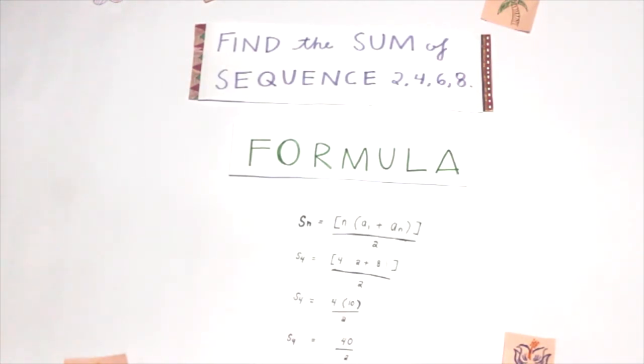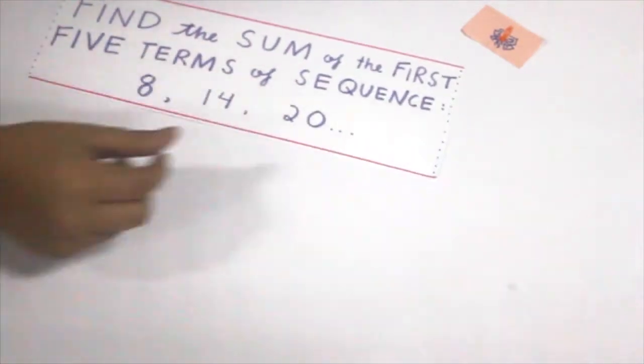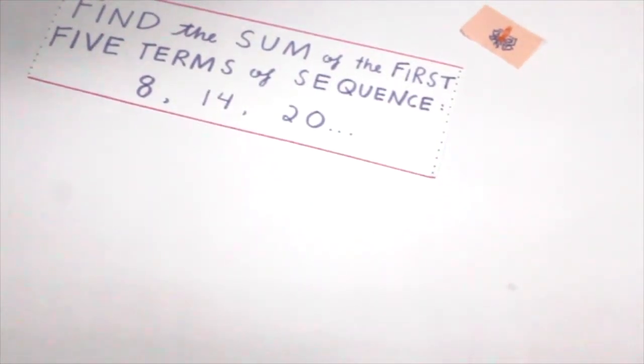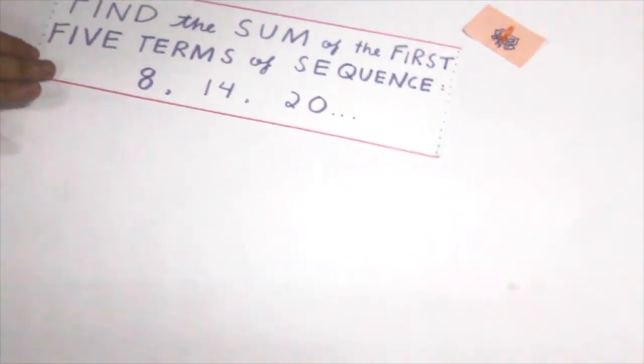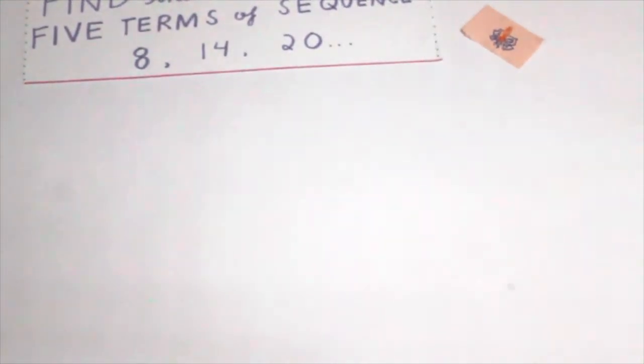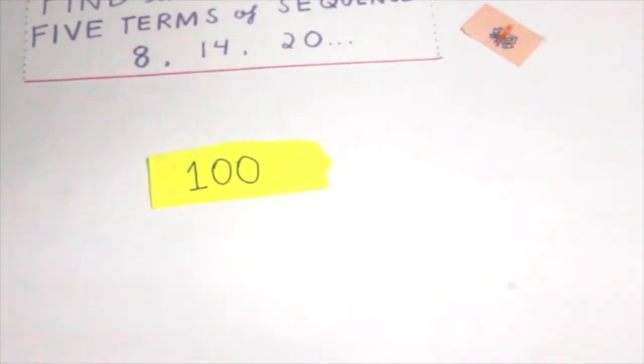Now that you have some background over how the formula works, it's on to problem number 2. We are given the problem, find the sum of the first 5 terms of the sequence 8, 14, 20. Pause this video to solve on your own or keep watching to find out how we do it. The answer for the whole problem is 100. Wanna know how we got it?